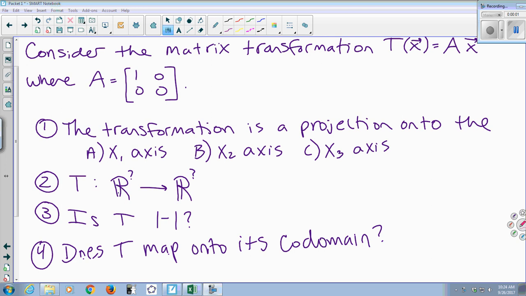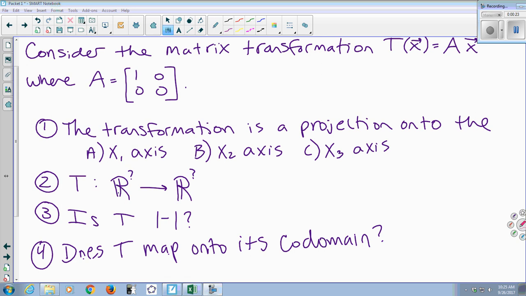Matrix transformation, T of x equals A times x. A is the matrix 1, 0, 0, 0. So this transformation is a projection onto which axis? X1. Yeah. So let's see what happens. It might be helpful if we answer number 2 before we answer number 1.